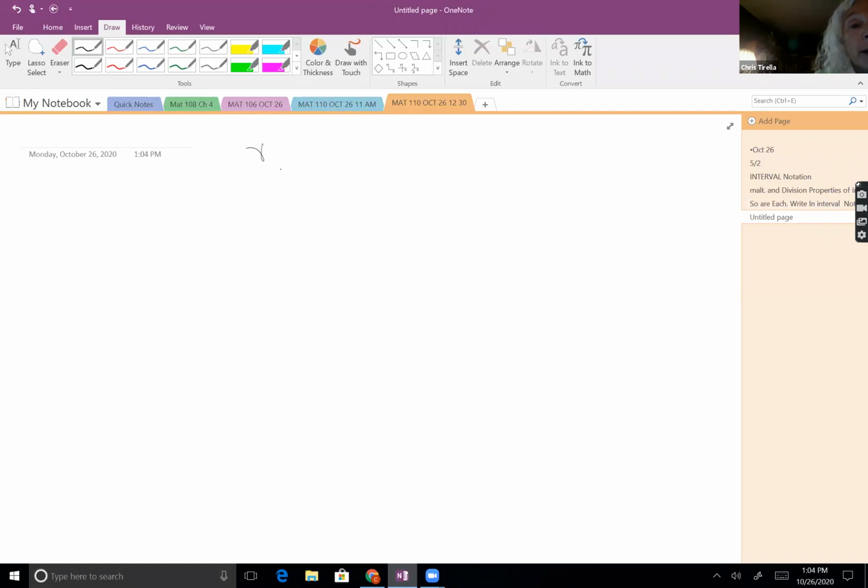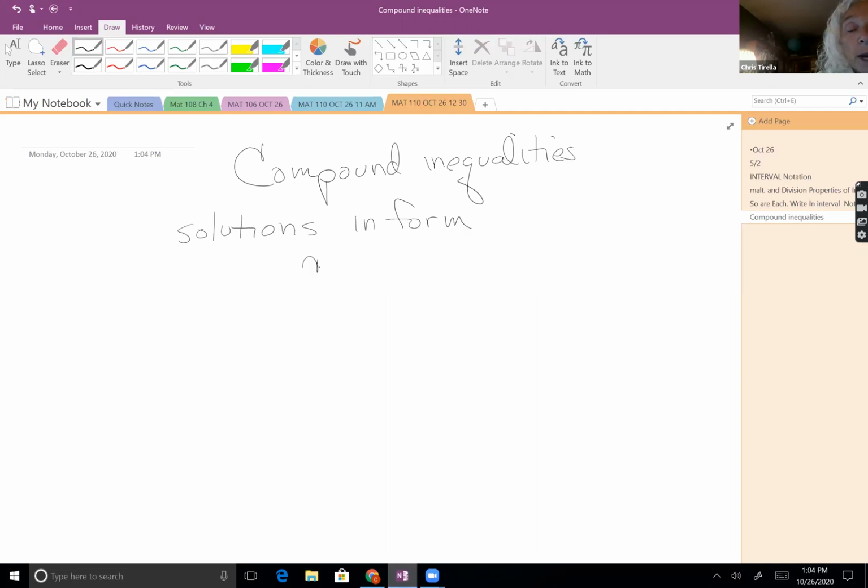When we look at compound inequalities, to solve a compound inequality, we want to put our solutions in the form A is less than X is less than B, where we isolate the variable in the center.